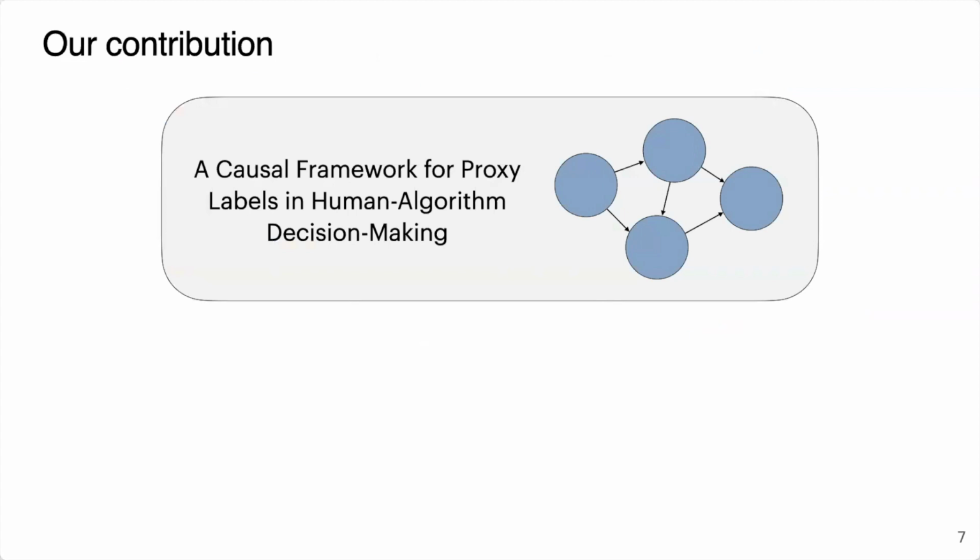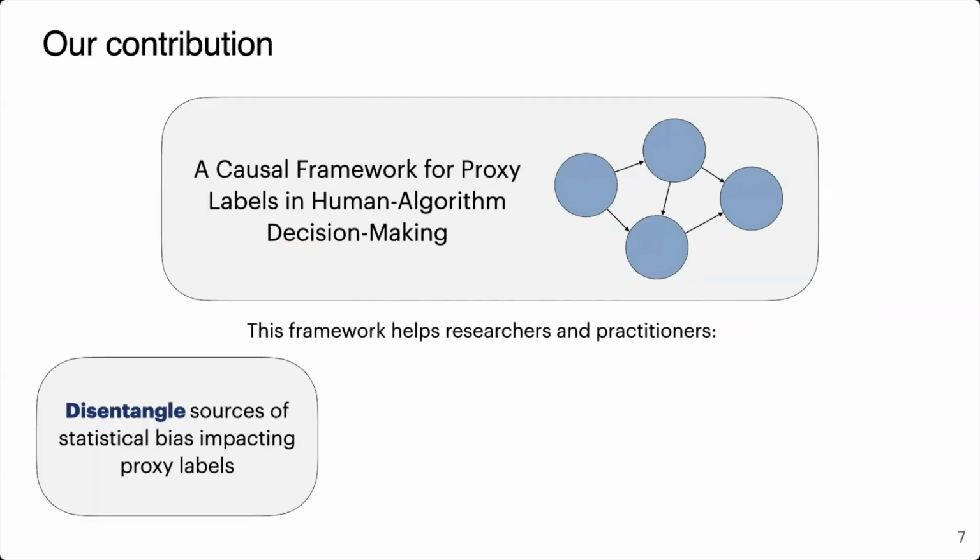So therefore, in today's talk, I'll be providing a causal framework for proxy labels in human algorithm decision making. This is basically a way to think about and to begin to address some of these label-related issues. This framework helps researchers and practitioners disentangle conceptually different sources of statistical bias that are impacting proxy labels. So we're giving some tools to think about these issues a bit more.